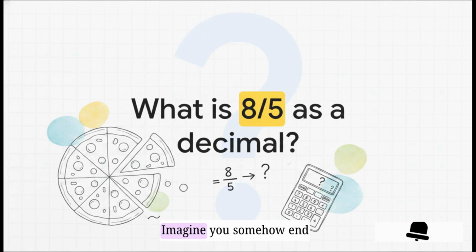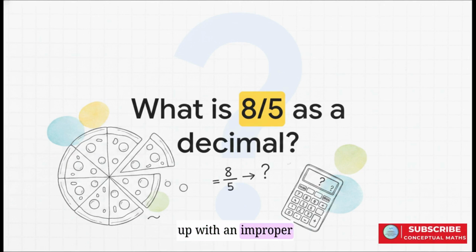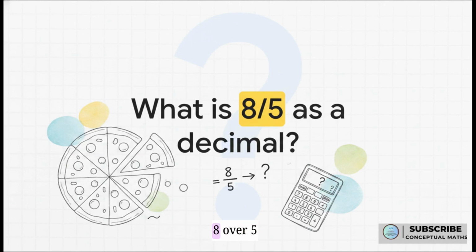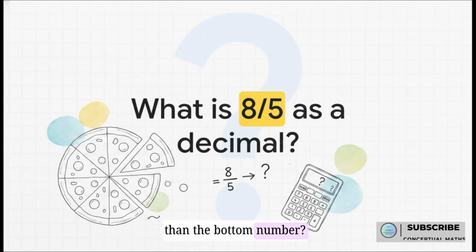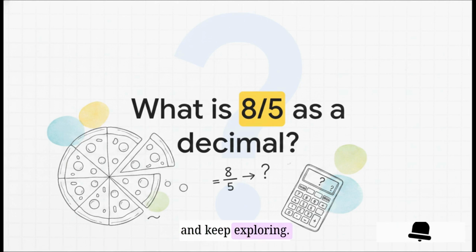But wait, before I let you go, I want to leave you with one final, slightly tricky thought to chew on. Imagine you somehow end up with an improper fraction. Let's say 8 over 5 of a pizza. What exactly would that look like as a decimal? How do you apply our rule to a fraction where the top number is actually bigger than the bottom number? Think about it, test out the math on your own, and keep exploring.